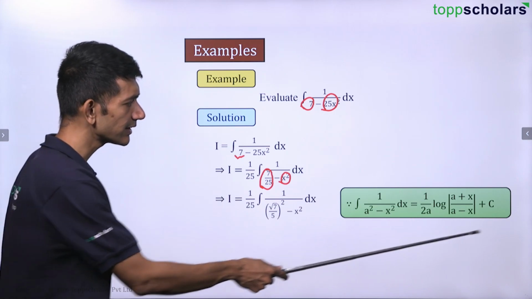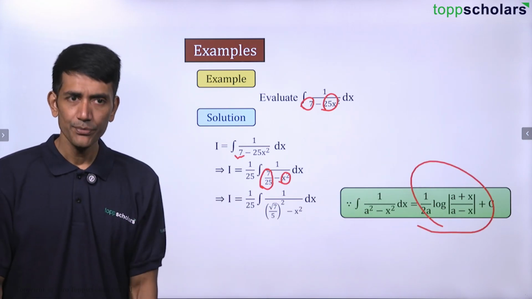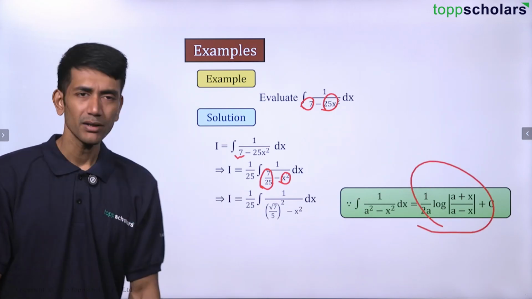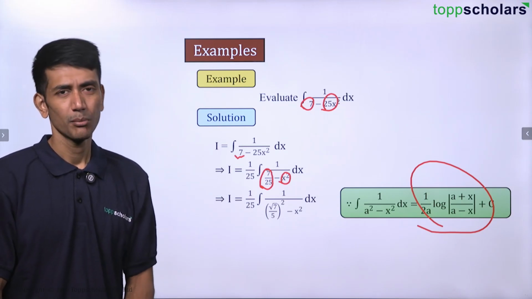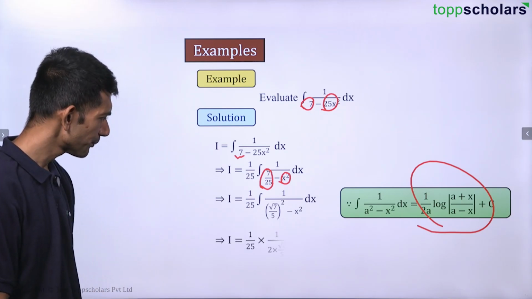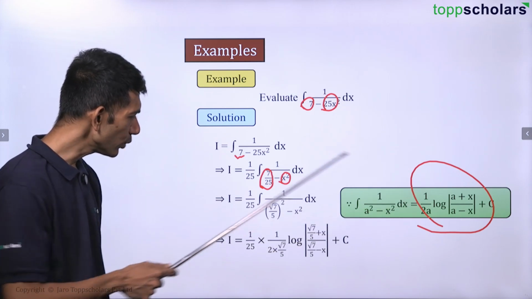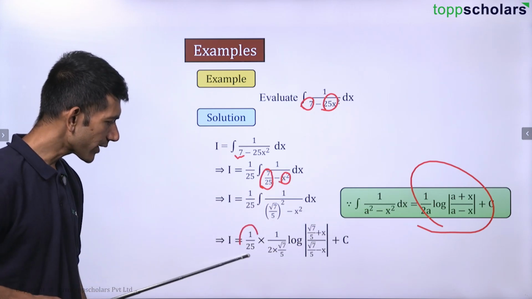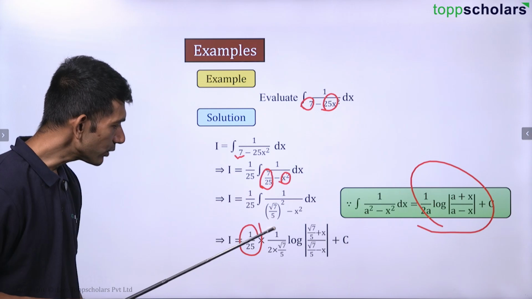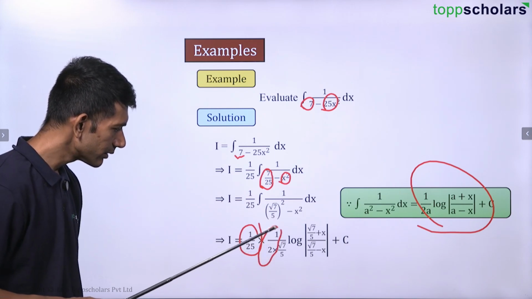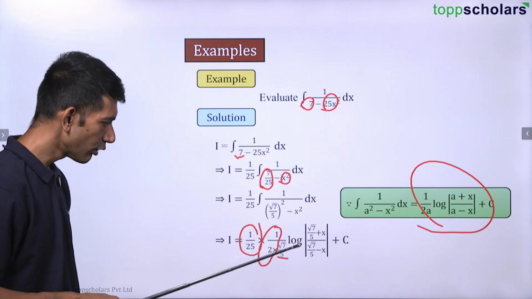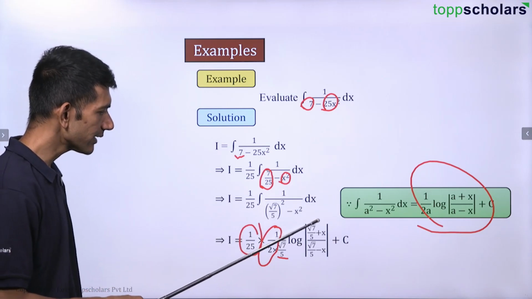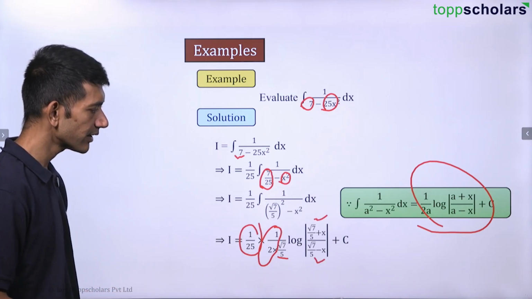So this is nothing but 1 by 2a log of mod of a plus x by a minus x plus c. Put the values. So once you put the values, 1 by 25 is already there, and 1 by 2a, the 1 by 2 we have taken. This is a log of a plus x in the numerator, a minus x in the denominator, plus c.